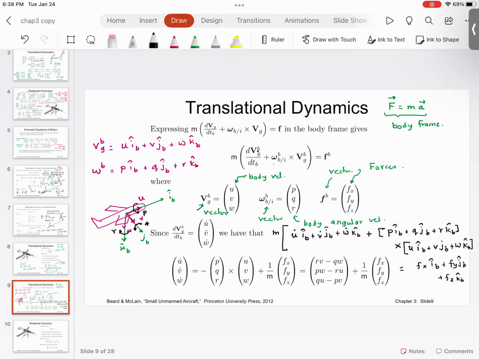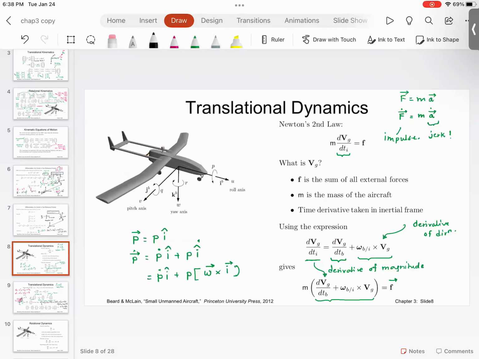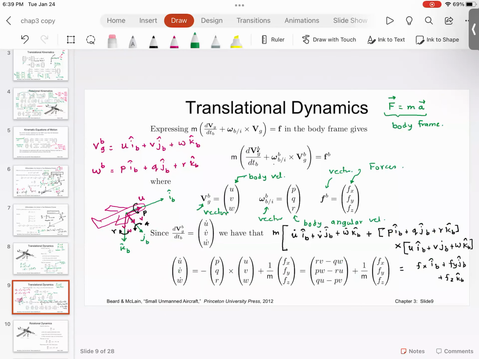So let me take a step back. This vector has a magnitude and a direction, so we need the derivative of magnitude and the derivative of direction. The derivative of magnitude is V dot, VG dot, and this other term is nothing but omega cross V. Instead of taking P here, the P is inside. So this is written something like this. Does it make sense? So this is how you can write this down.